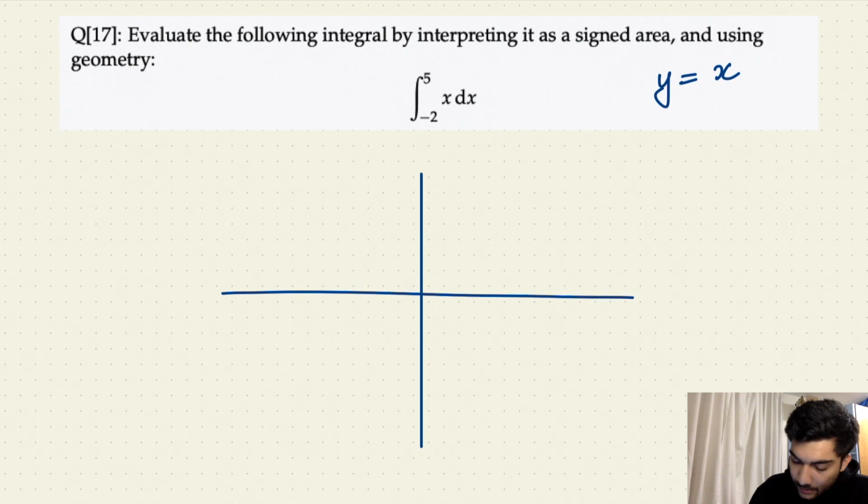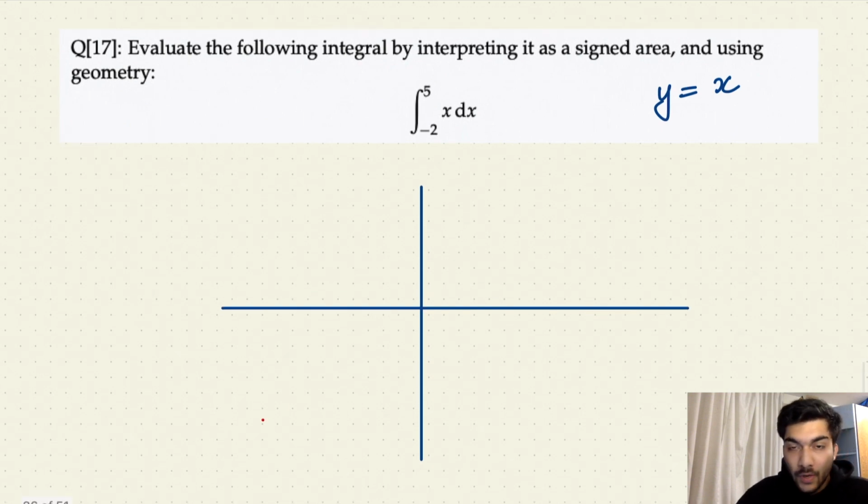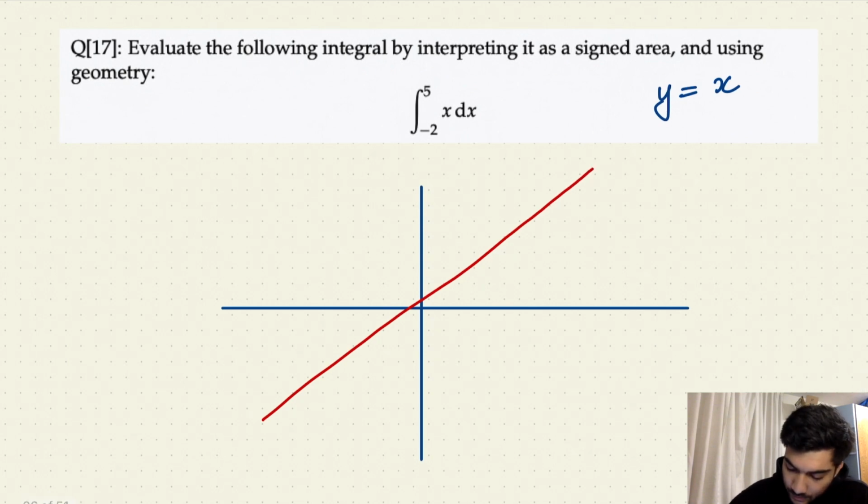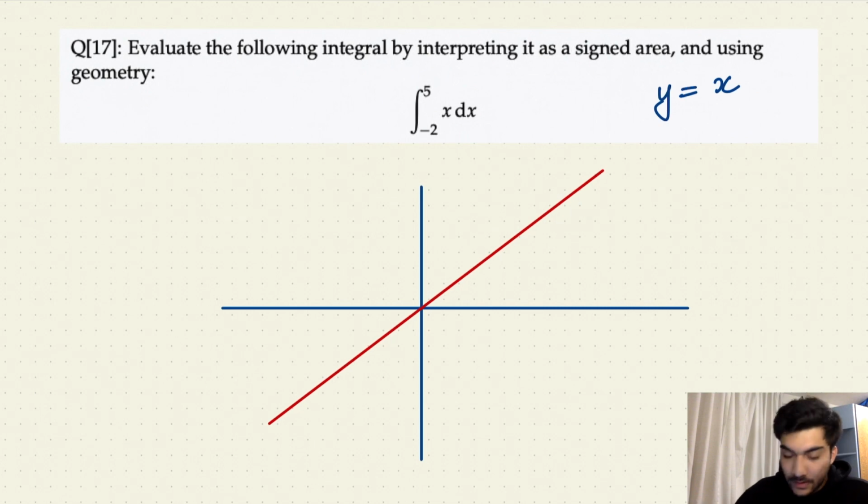This is my y-axis, this is my x-axis, and my function y equals x would look like this, right? I'll adjust this graph such that it passes through the origin. So now this is my function y equals x. Now I have to calculate the area under the curve for this function bounded by the intervals x equals -2 to x equals 5. So now let's denote those points on the x-axis. So this is my -2 and this would be 5.